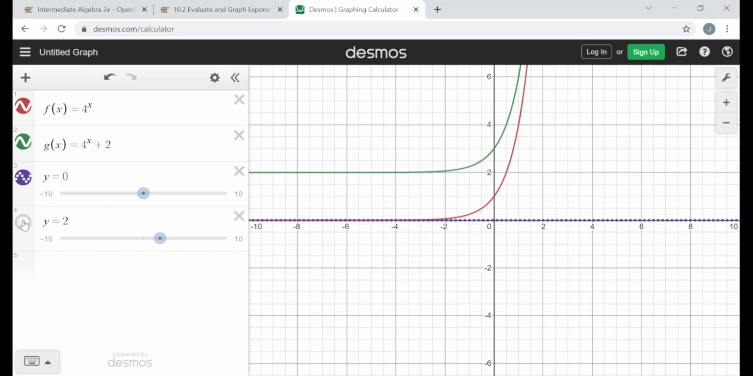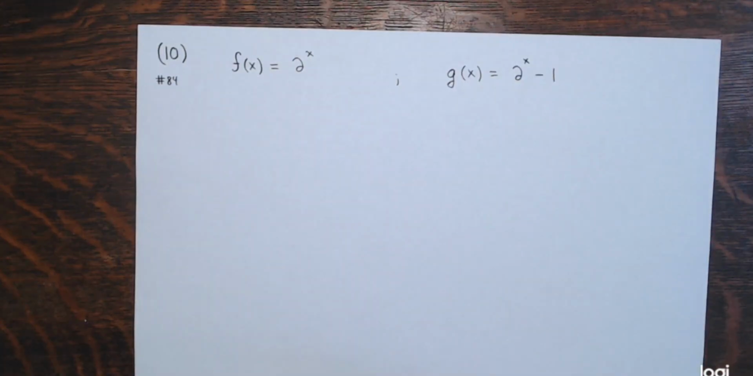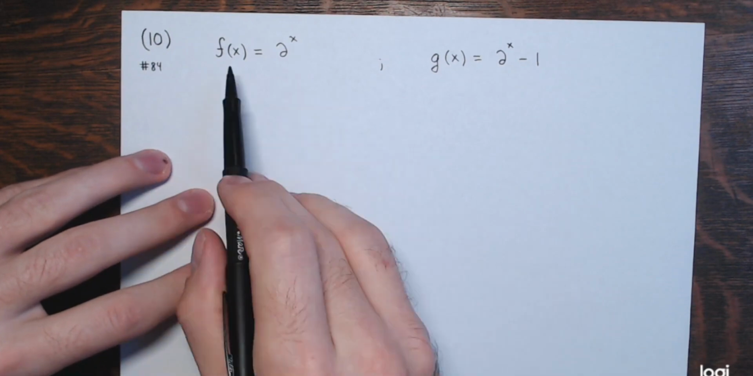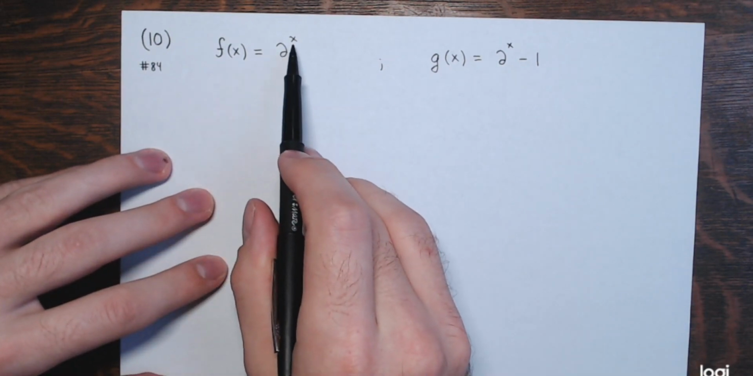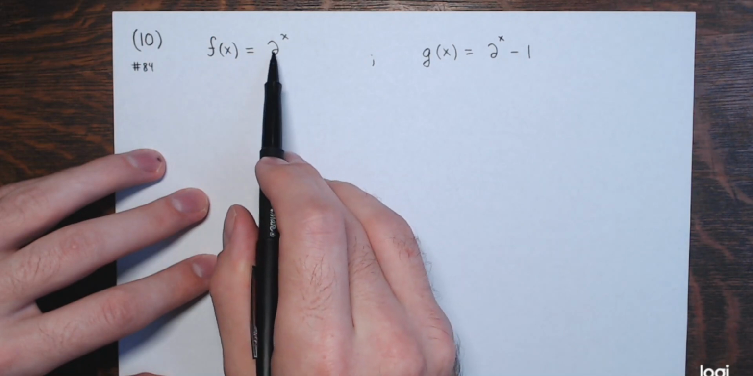Okay, wonderful. All right, hopefully that made sense. And then something very similar in the next question, where some basic exponential function, b to the x, has a number added to it or subtracted from it. So here we have f of x equals 2 to the x, basic, right, number to the x power that you've seen a bunch of.